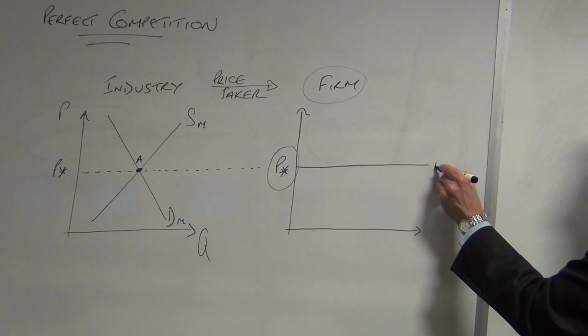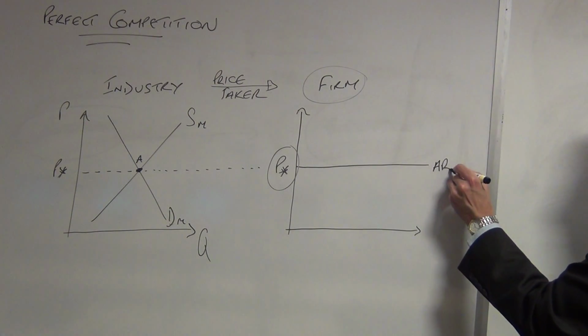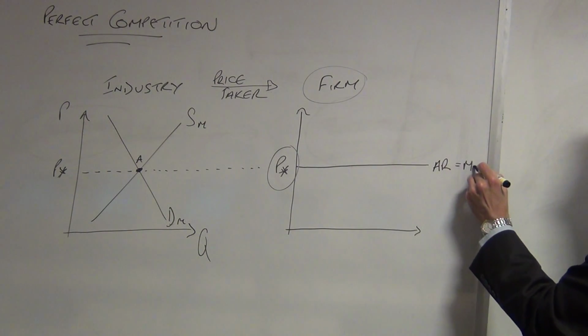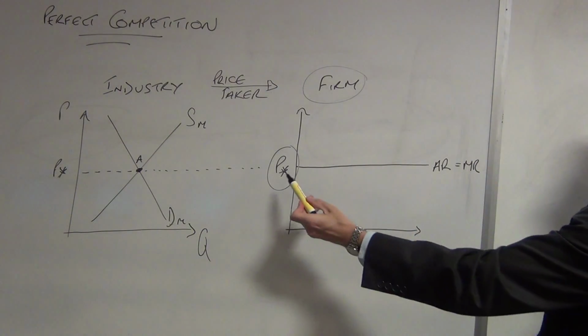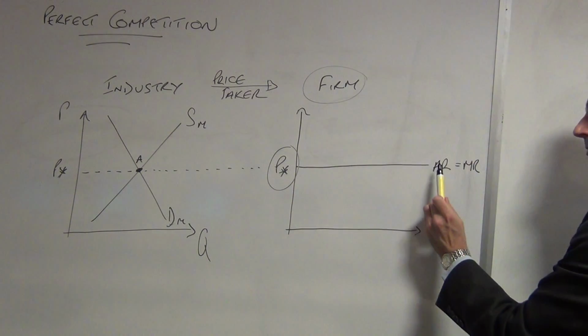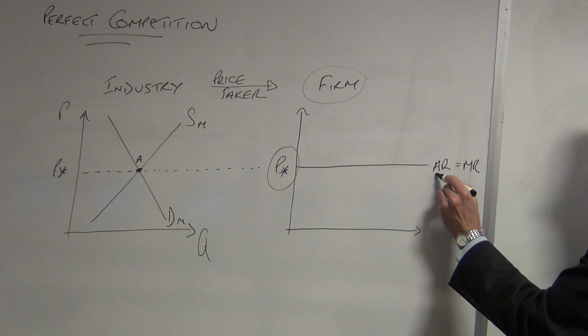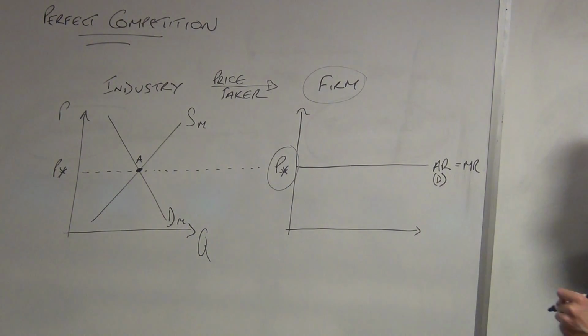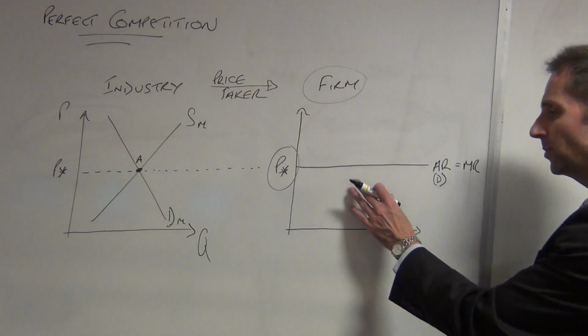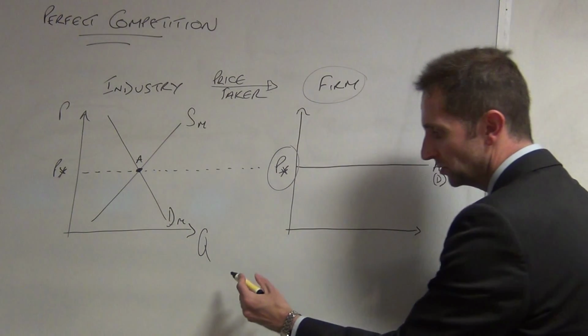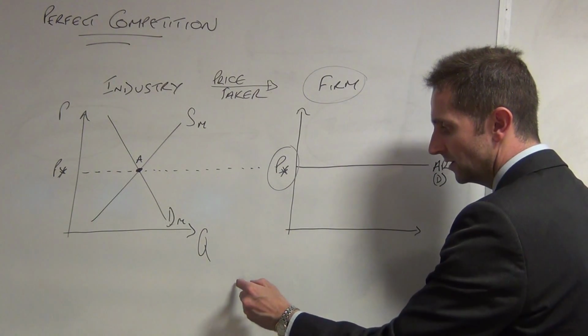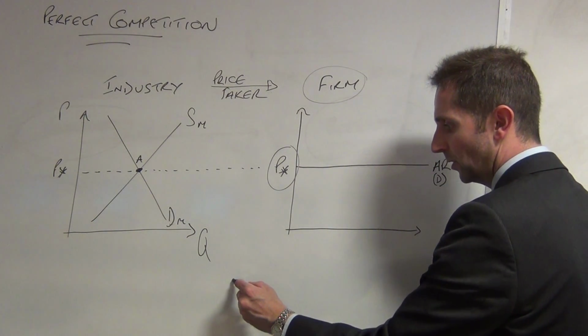You'll find in some textbooks they refer to the fact that AR is equal to MR. Or indeed you could say that price is equal to AR is equal to MR. And you'll know that AR is also known as the demand curve. I'll give you a very quick illustration as to why P equals AR equals MR, just so that your understanding of that is absolutely spot on.